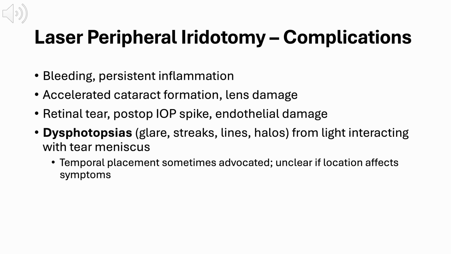The symptom patients often remember most, though, is dysphotopsia, glare, streaks, or halos created when light interacts with the tear meniscus at the site of the iridotomy. Some advocate placing the opening temporally to reduce awareness, but it's still unclear whether location truly changes the frequency of symptoms.